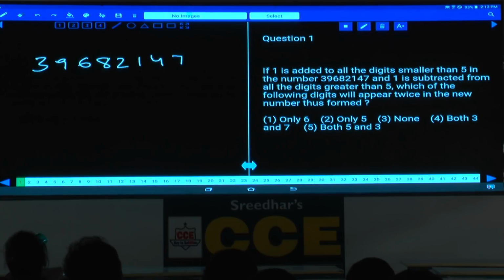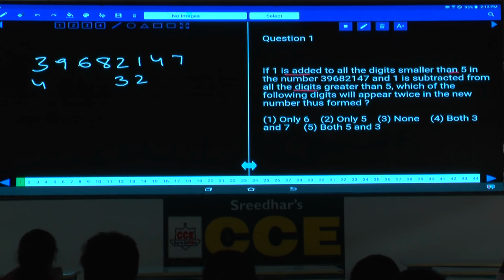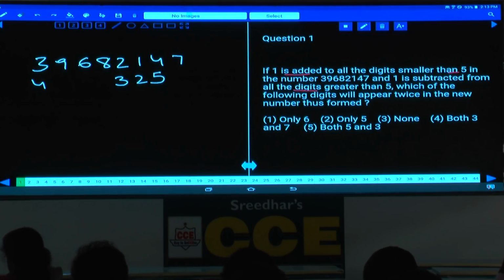And 1 is subtracted from all the digits greater than 5. Earlier, 1 is added to all the digits smaller than 5. So how many digits are there which are smaller than 5? Now for 3, 1 should be added, it will be 4. And for 2, it will be 3. And 1, it will be 2. And 4, it will be 5. For the digits which are lesser than 5, 1 is added.